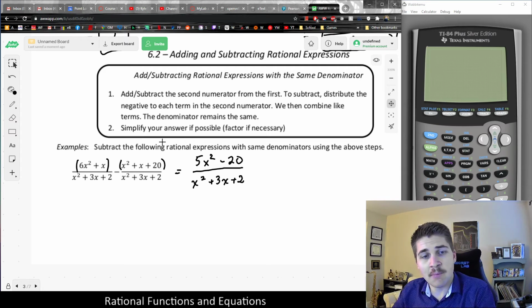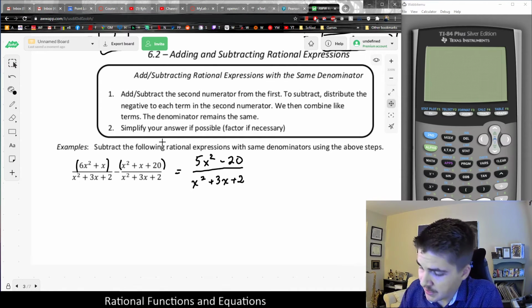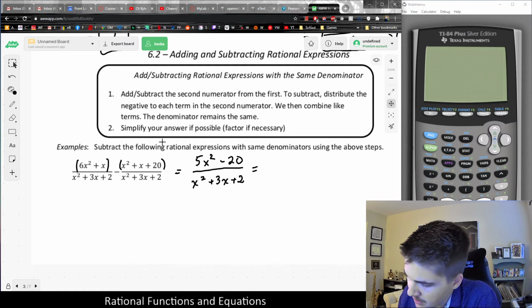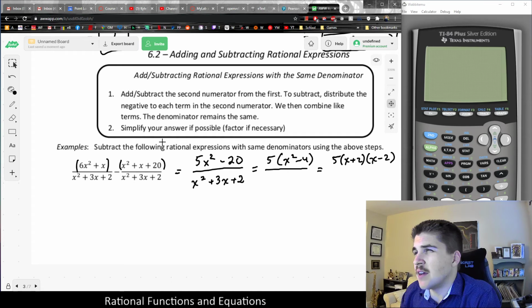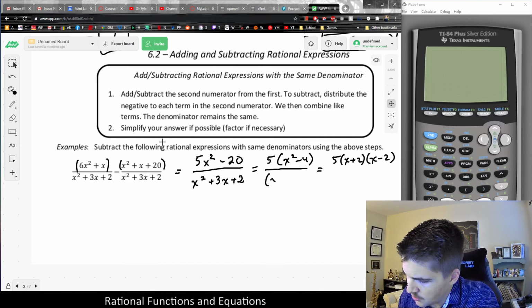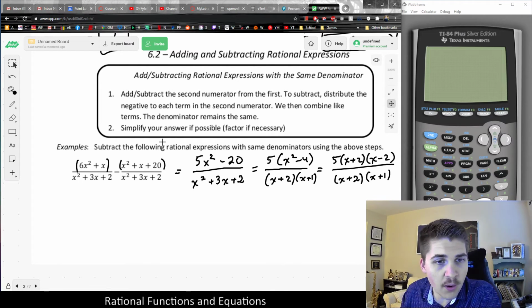Then after I combine them, I can think about whether factoring helps me, because we always want to consider whether this simplifies. On the top, I have a common factor of 5, which leaves me with x squared minus 4, and x squared minus 4 factors as a difference of squares. The denominator is a trinomial, which should be x plus 2 times x plus 1. I tried to use some easier polynomials here, and usually with your homework, it's not going to be super impossible to find them.